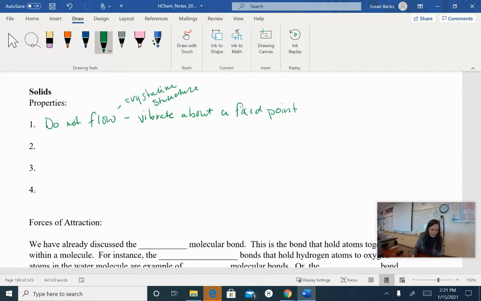Solids have a fixed volume or a definite volume. If I put a chunk of coal in my bowl, it's going to stay a chunk of coal. It's not going to take the shape of my bowl. And they also have a definite shape, right? That not flowing gives us a definite shape. Okay? And they are incompressible.